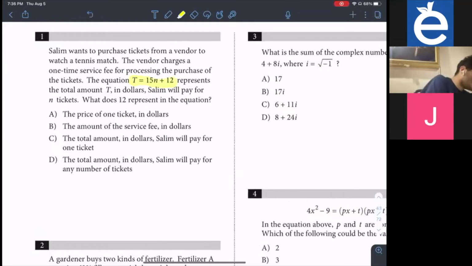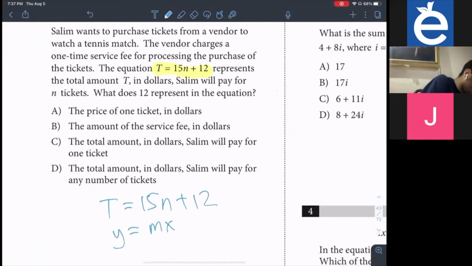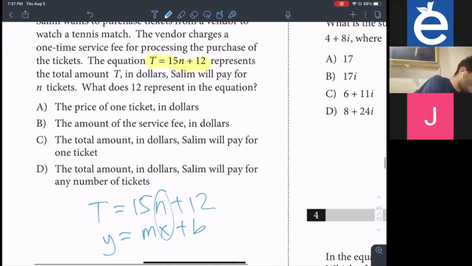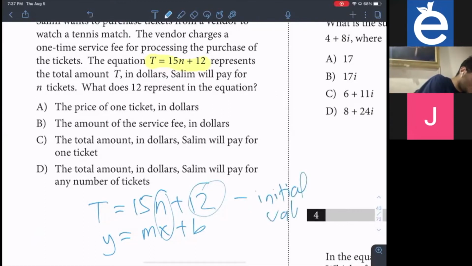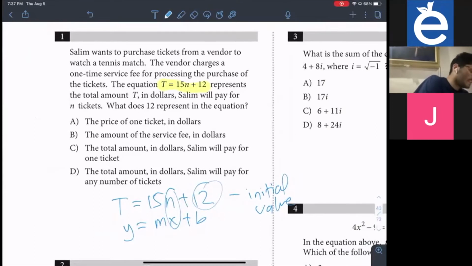So to solve this problem, you have to first identify that it's in y = mx + b form. T = 15n + 12 can be compared to y = mx + b, where x is the tickets and $15 is the value per ticket, and 12 is the y-intercept, meaning it's the initial value or the starting value. So from the choices, A says the price of one ticket in dollars. That can't be right because $15 is per ticket, so A is out.